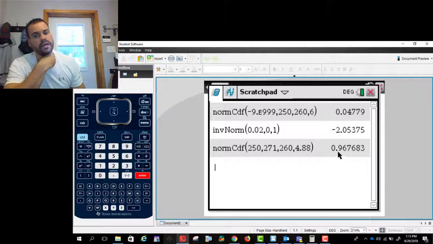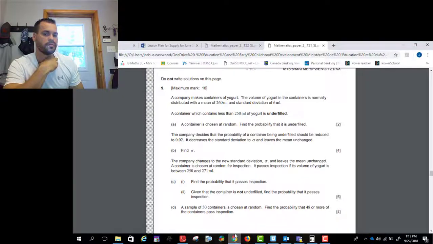So our answer is 0.967683. Okay. Then I go back to the question. That's part C1. Part C2 says, given that the container is not underfilled, find the probability that it passes inspection.